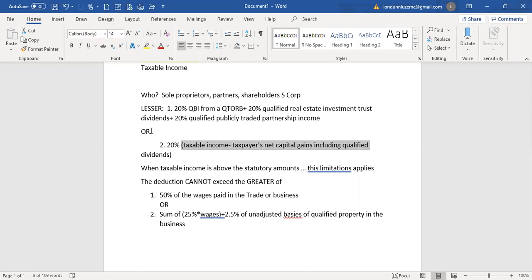Then once we calculate that, C is my taxable income. Even if I'm eligible to use all of my income as QBI to do my calculation in the first step, do I have a further limitation though, because my taxable income is above that statutory amount? And if it is, I have to do the second calculation. And then it will be the lesser of those two.